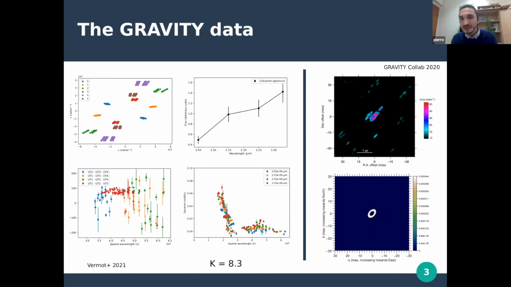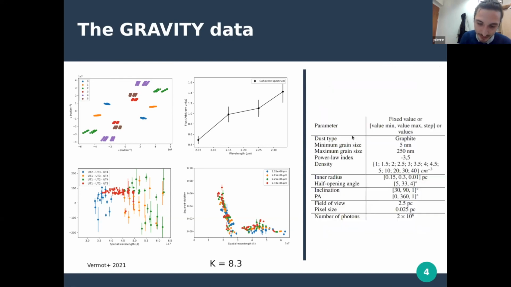Here I present two possible images of the source based on this data. The first one is the reconstructed image with MIRA, which has been presented in the collaboration paper. And on the bottom, this is a simple geometrical model that I tried on the data. We interpret this structure to be more or less a ring-like structure with possibly one edge less luminous than the other. But what I want to present today is a bit different. I think that I followed a different approach, which is kind of interesting.